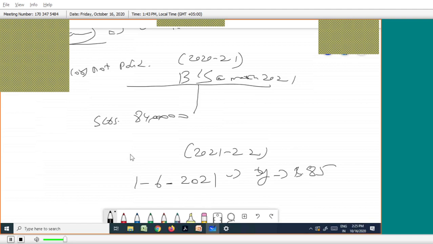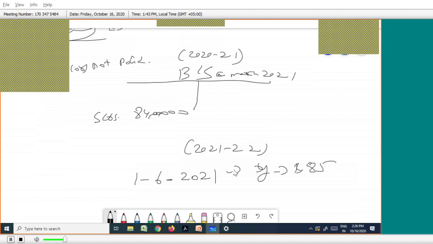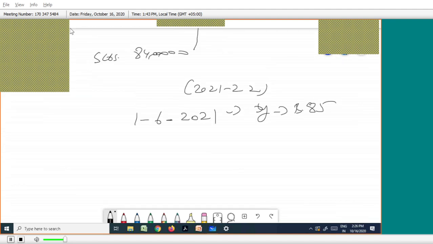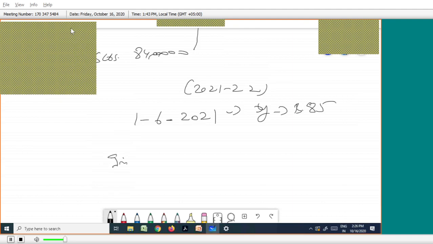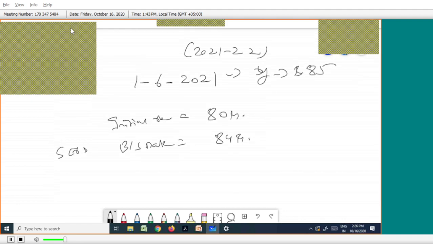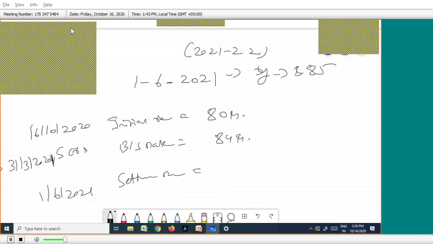Now tell me, whether I am incurring loss or gain? Initial recognition: 80 rupees. Balance sheet date, reporting at the subsequent balance sheet, the rate becomes 84 rupees, 1 lakh debtors. Then what happens? Payment, settlement or payment. Settlement means payment. This is 31st March 2021. Again 1st June 2021, I am making the payment. On this date the rate becomes 85 rupees.